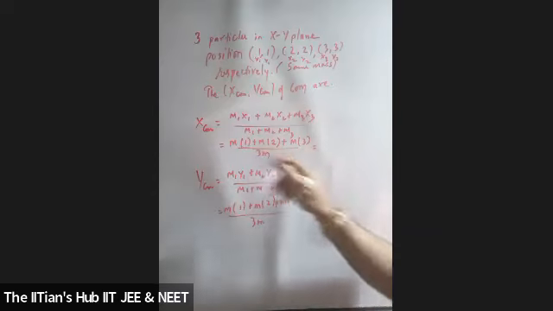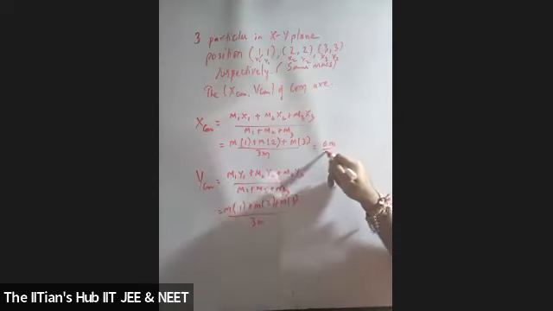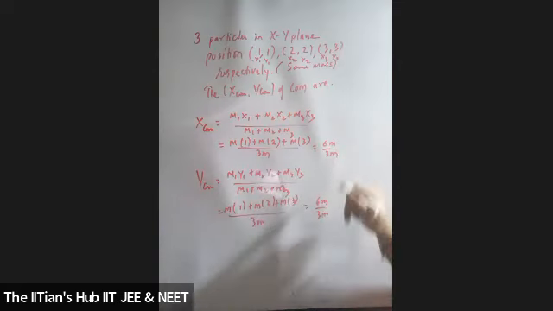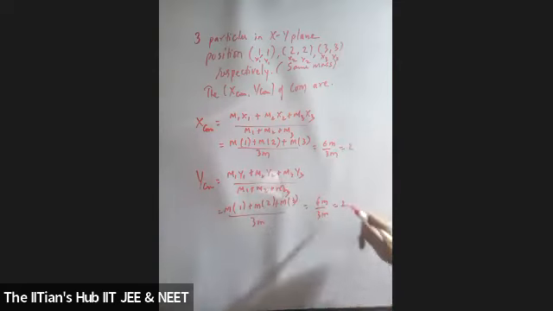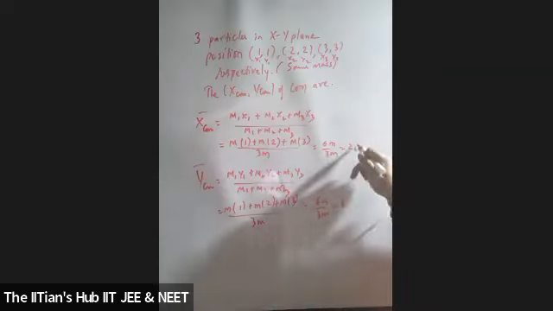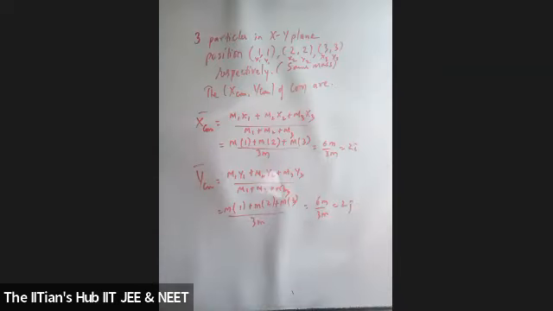Now solving this, what exactly do you get? 1 plus 2 plus 3 is 6, so 6M by 3M, which is 2, and this is also 6M by 3M. So my answer will be (2, 2). If I want to write it in terms of vectors, what will it be? 2i and 2j. Is that clear? Students, is it clear to all of you?